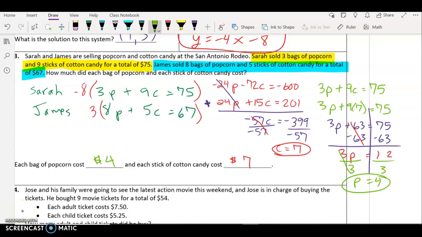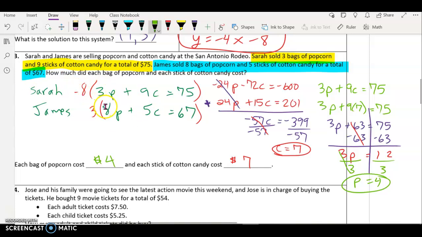Please note what I multiplied by. I was trying to eliminate the p's. You could have tried to eliminate the c's. Also, you'll notice that I made the 8 negative in the top equation, what I multiplied by, but I could have just as easily made the 3 negative instead. Just remember, we do want them to be opposites.